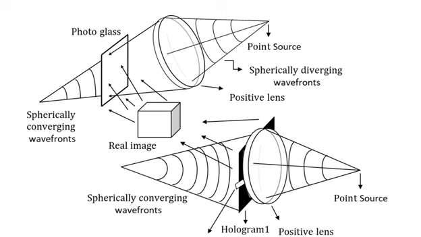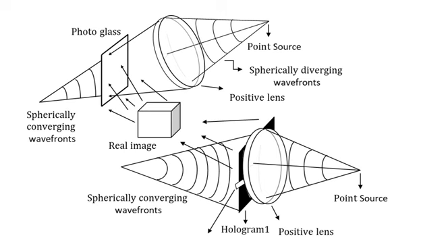So it also generates a spherically diverging wave passing through the positive lens given in the top figure, and you know that this positive lens converges the beam at a point, and you have spherically converging wavefronts which are also being focused after the photoglass. And the photoglass is illuminated with a spherically converging wavefront.